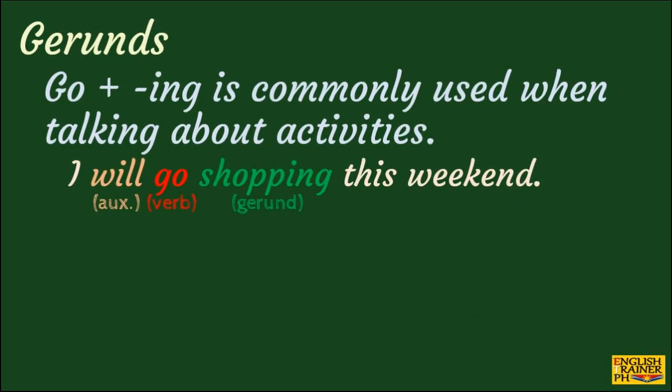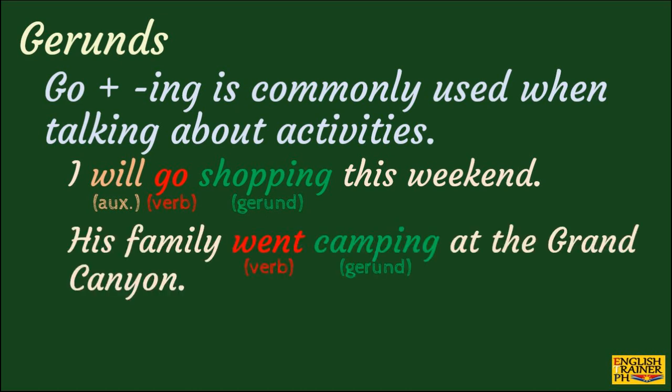In our first example, I will go shopping this weekend. I is the subject, will is our auxiliary verb for the future, we have go as our main verb, and then we have our object, which is shopping. So I will go shopping. In the second example, we're going to use the past tense. So his family went camping. So went is the past tense of the verb go. So his family went camping at the Grand Canyon.